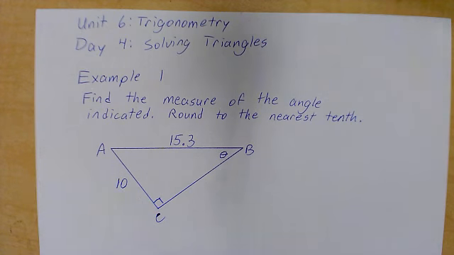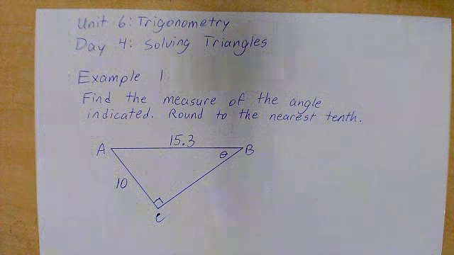So this is Unit 6, Trigonometry, Day 4, Solving Triangles. Basically, we are pretty close to being in the later part of this unit. You can expect your quiz to be on the later part of this week and hopefully get your test done this week as well. Now, as far as what we're doing today, we're going to see basically three kinds of problems. So we're going to do three examples.